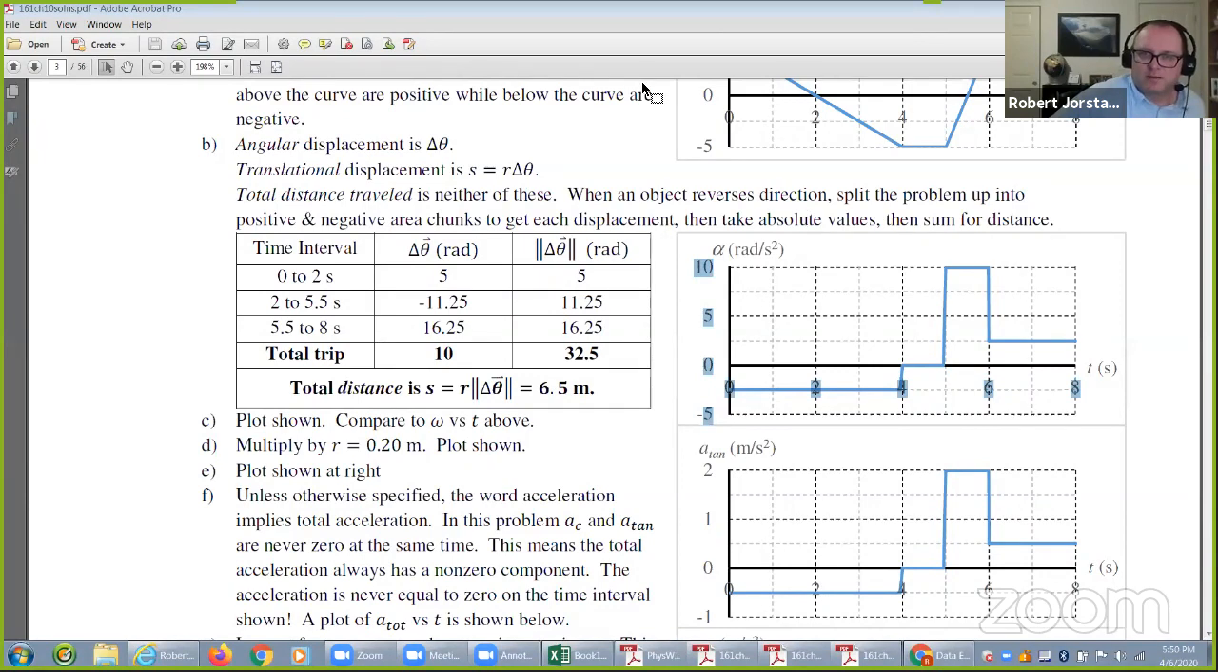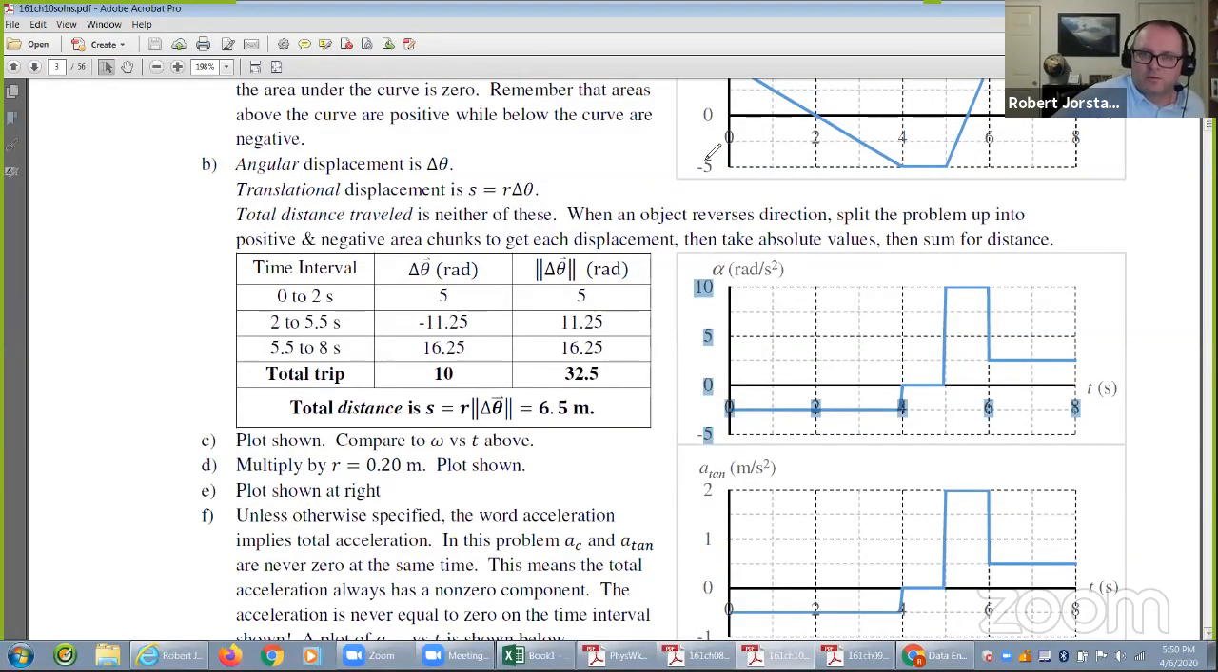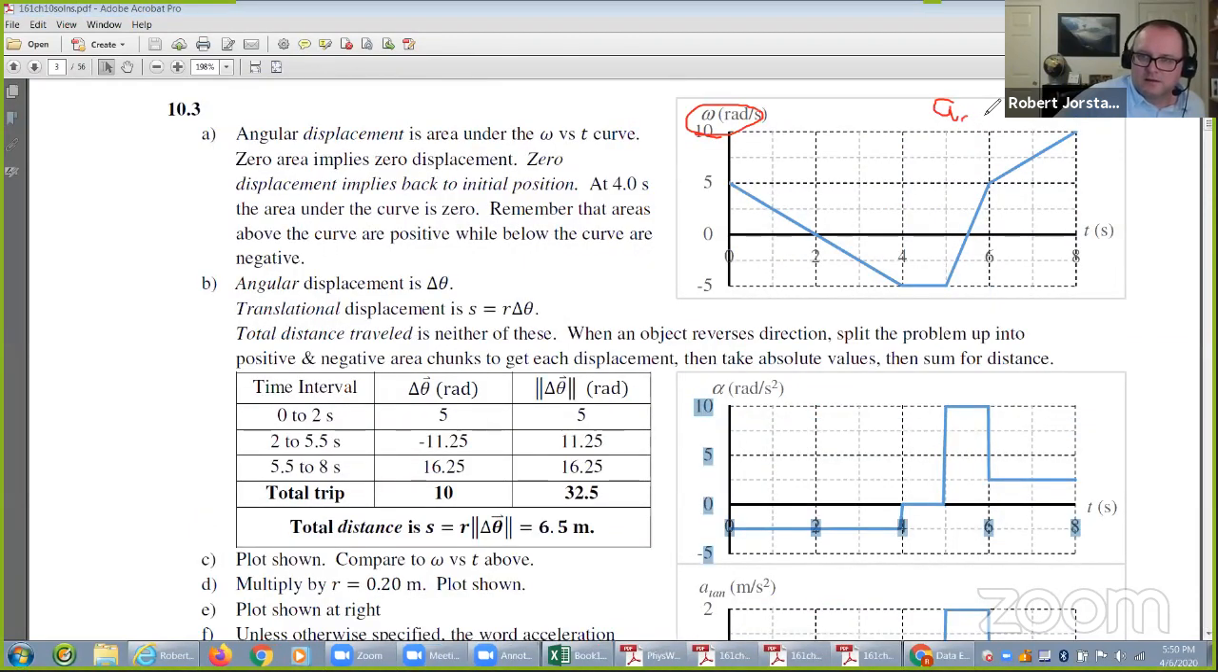This plot up here is omega. And I know that AC is equal to R omega squared. So it's going to look like this plot squared times R. Again, if I want to plot AC, it's this plot squared times R, which means because you square it, there's not going to be anything negative.